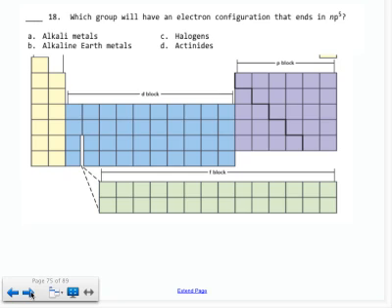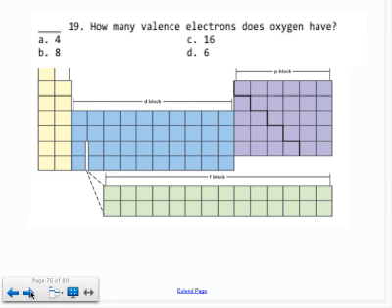Okay, which group will have an electron configuration that ends in np5? The n here just means it could be any number from 1 to 7. So we're looking at the p and the 5. p means it's going to be in the p block, and the 5 means it's the fifth column within the p block, and that group, which is group 17, has the special name halogens. So that's answer C.